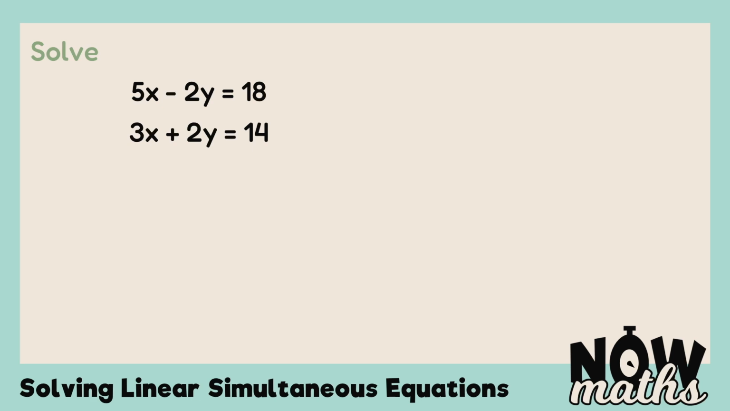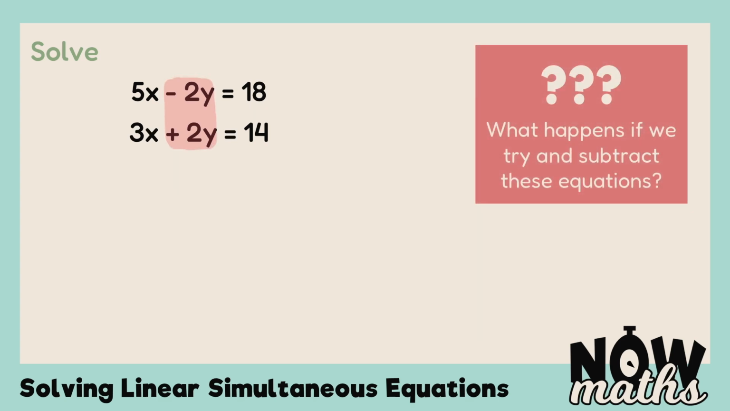Now we're going to have a look at another slightly different looking pair of simultaneous equations. Looking at this pair, we can see that we've got two terms which look almost identical, except one of the terms is negative 2y and the other is a positive 2y. Now let's see what happens if we try and subtract these equations.